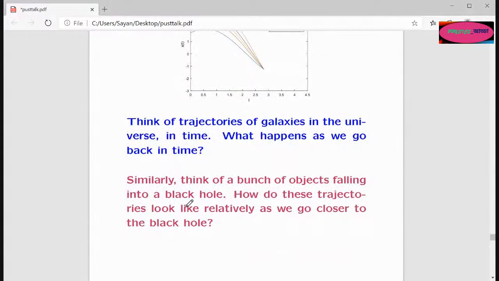Similarly, you can think of a bunch of objects which are falling into a black hole, where there is a very strong gravitational field.